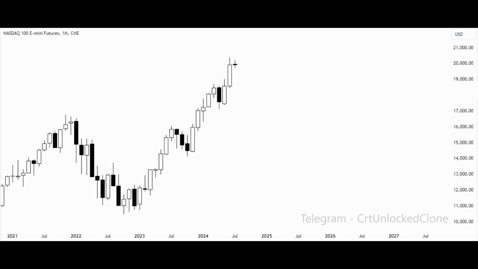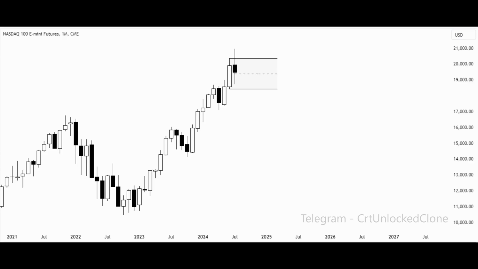And once all of those things align with each other, you will take this monthly candle as a CRT, and your target and your drawn liquidity will be, first of all, the 50% of this monthly candle, right? And then eventually the opposing end of the range, which will be the CRT low or the monthly candle's low.